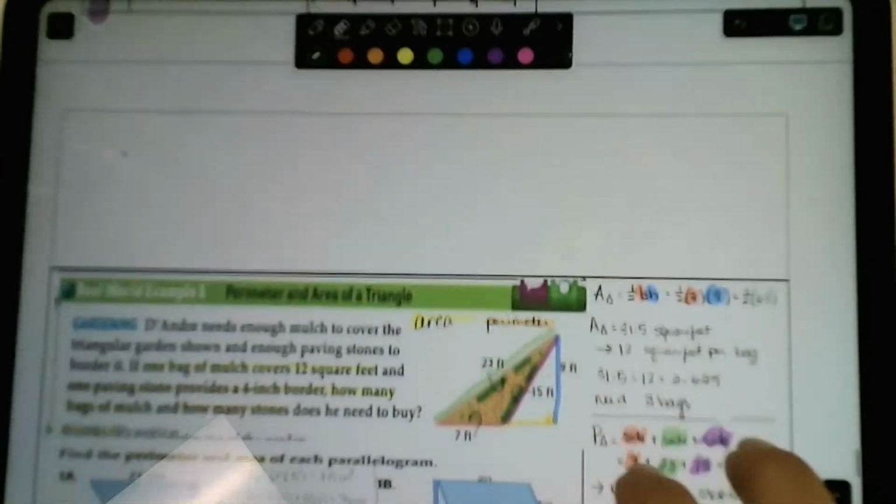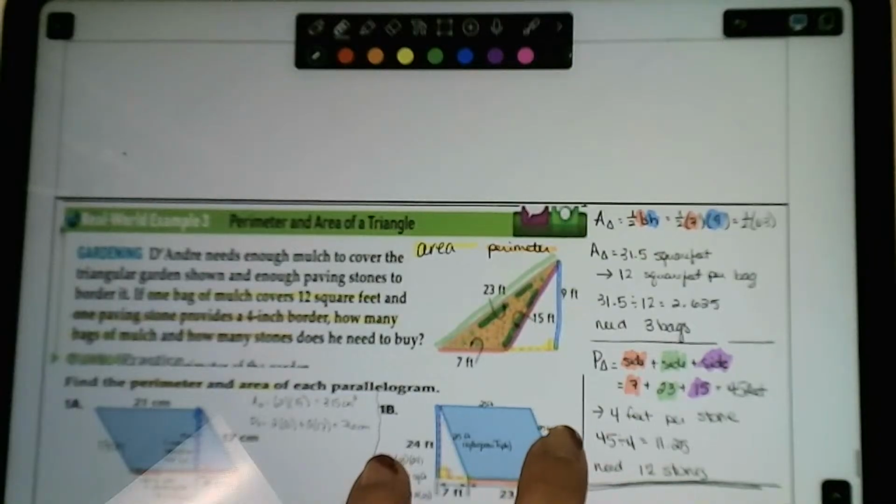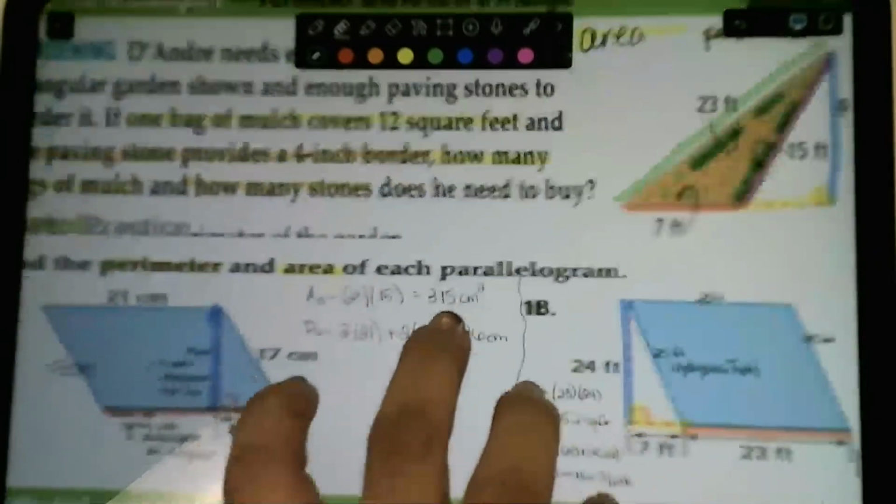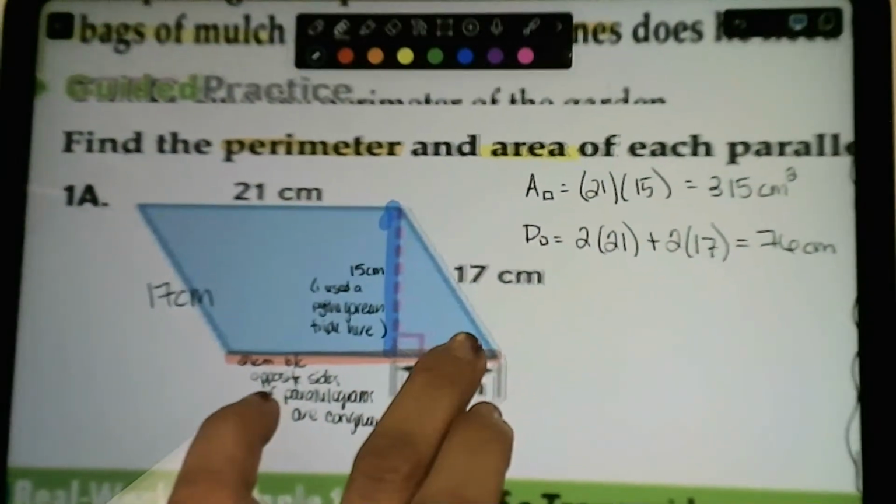Fabulous. Take a quick look at some examples. Here's examples of finding area of a couple different shapes. I've already worked those out for you. Let me zoom in on 1A.